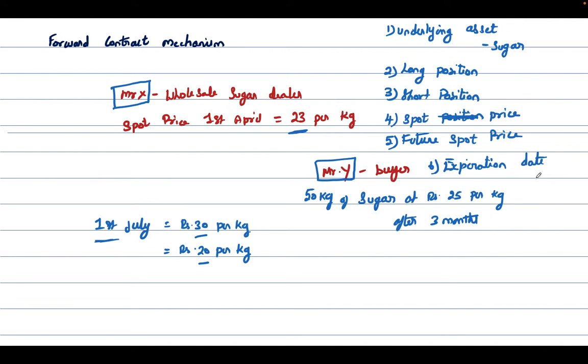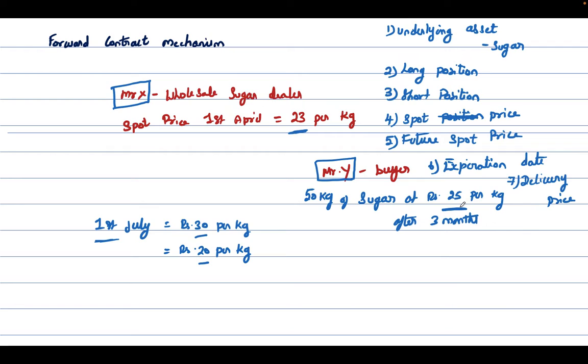And the seventh one, delivery price. The specified price of the underlying asset at which the forward contract is settled on the expiration date is said to be the delivery price. So in this example, the delivery price is rupees 25.